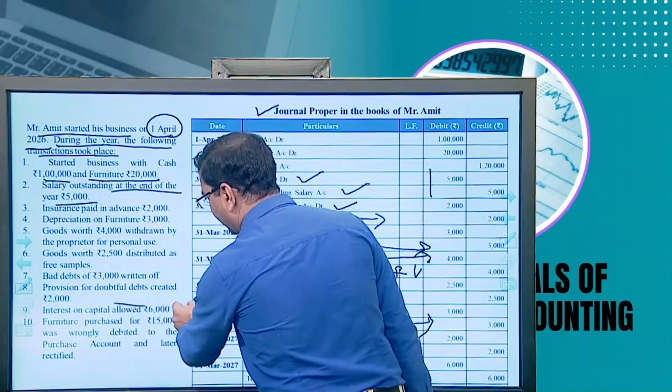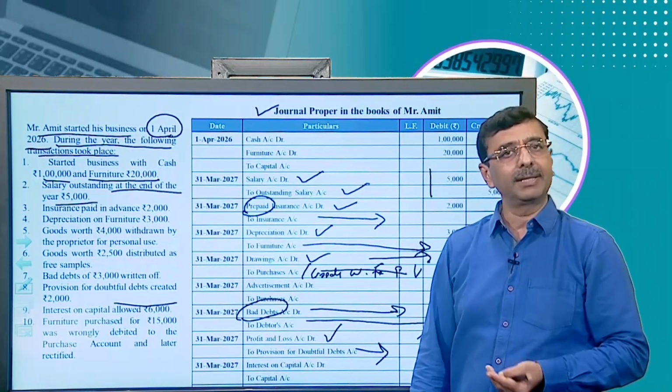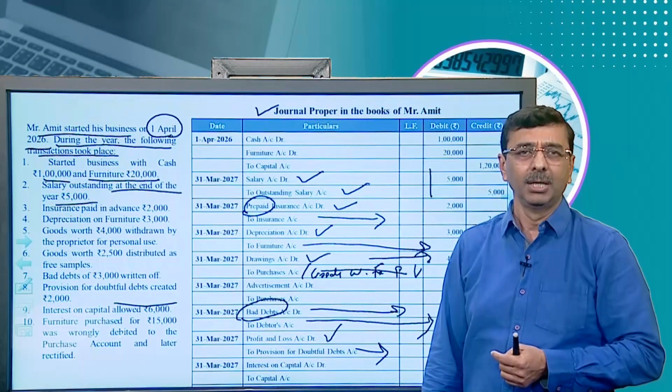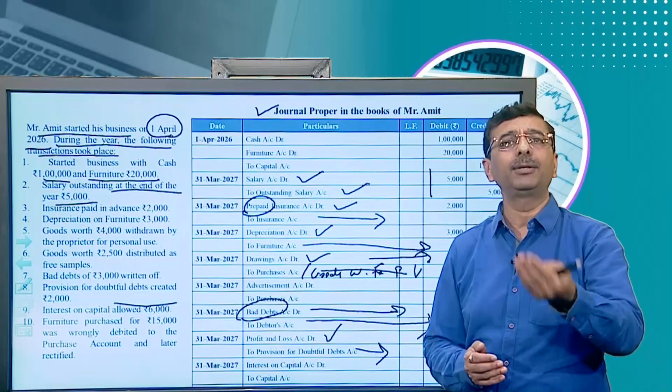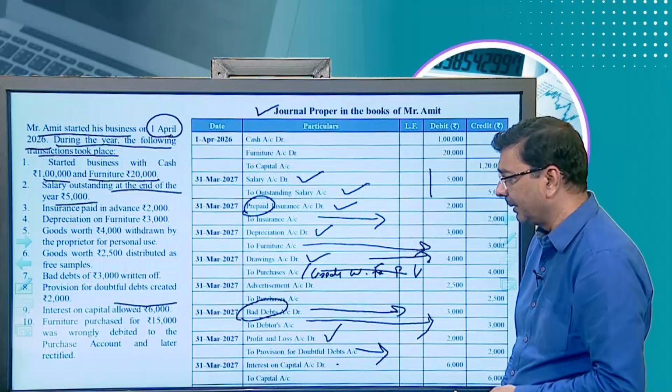Next is interest on capital allowed 6,000. Interest on capital, again it's an expense, charged to the P&L account or the P&L appropriation account. So interest on capital account is debited, and this interest on capital will be credited to capital account. So interest on capital account debit to capital account.